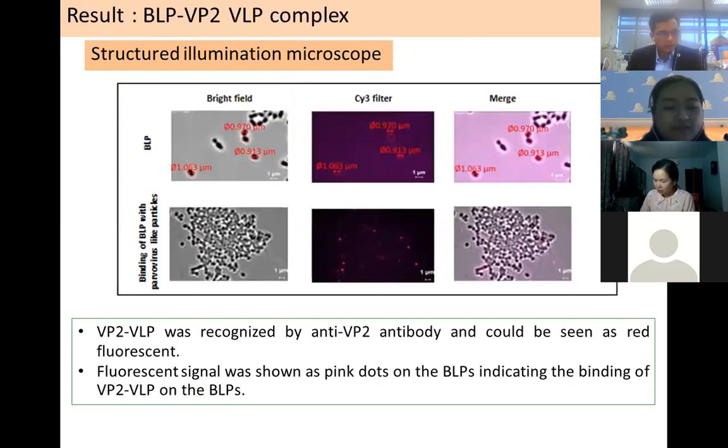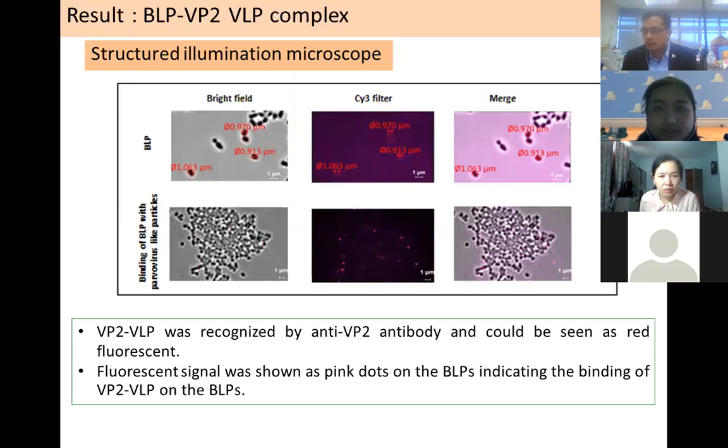So from now on, I would like to show the binding of VP2 VLP to BLP, which was also demonstrated by immunofluorescence staining. The Lactococcus lactis were seen in the bright field but cannot be detected with the CY3 filter that is used for fluorochrome 594 detection. The fluorescent signal was only seen on BLP, which is the presence of VP2 VLP bound by the anti-VP2 antibody and detected by fluorescence. From the result, VP2 VLP was successfully linked onto BLP.